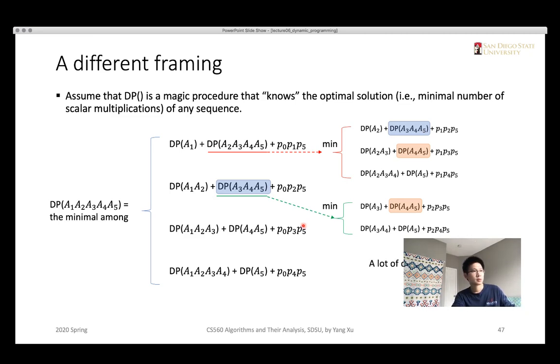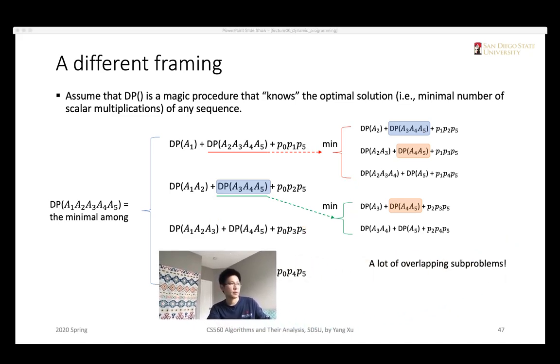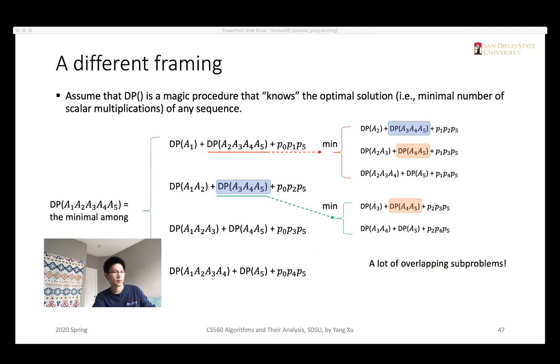Which is a lot of overlapping substructures. And this is a very typical structure, quite similar to the rod cutting problem and the Fibonacci problem we have come across before.